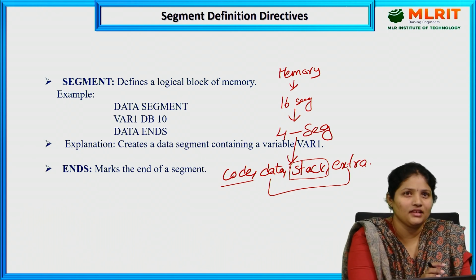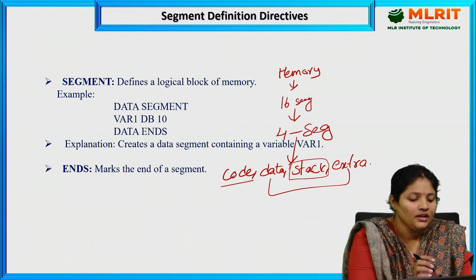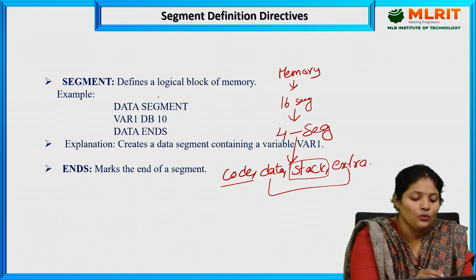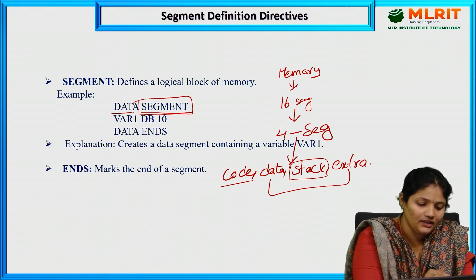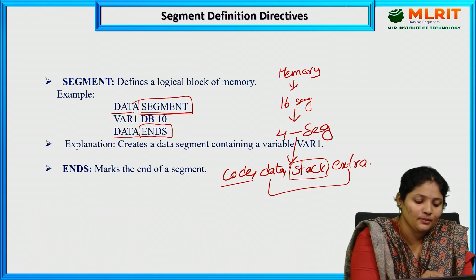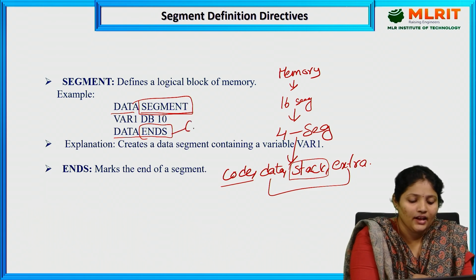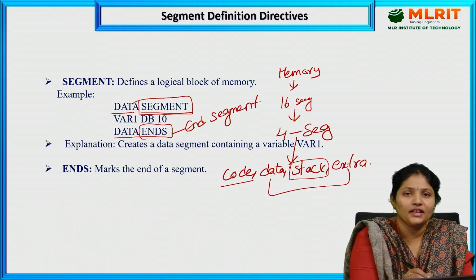Coming to the example of this segment, here I am defining some data within this data segment. The data segment starts here and this particular data segment ends here. END is ENDS, end segment. Whichever segment we start, that segment will end here.